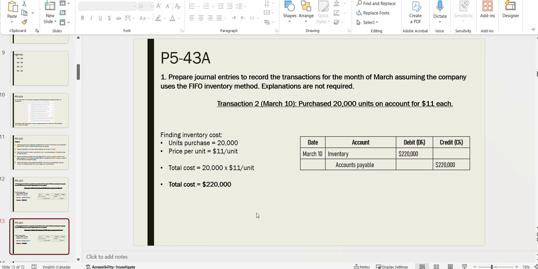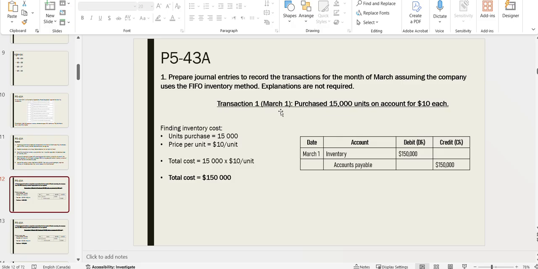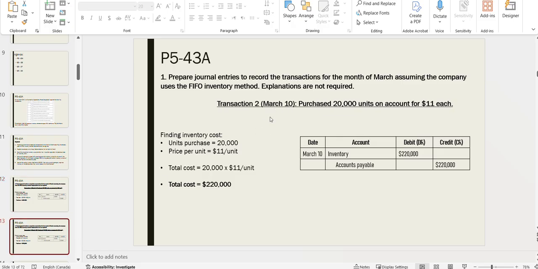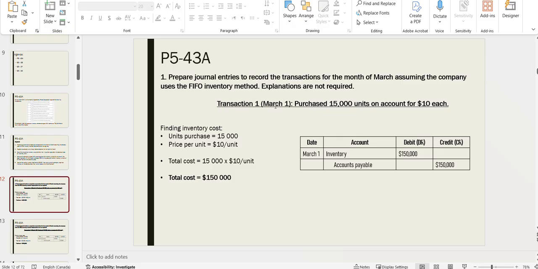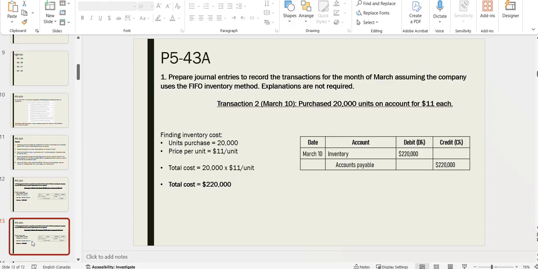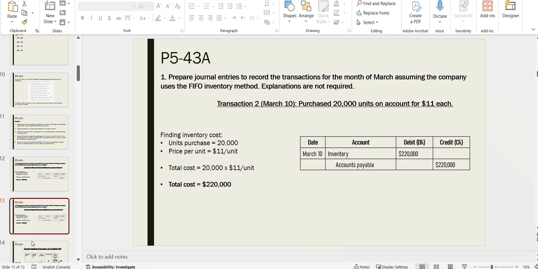The most important part of it is the dates of purchase. Our first transaction happened on March 1st, and the second transaction or purchase happened on March 10th. So we need to first sell the items purchased on March 1st and then use the 20,000 items purchased on March 10th, because we are using the FIFO inventory method.